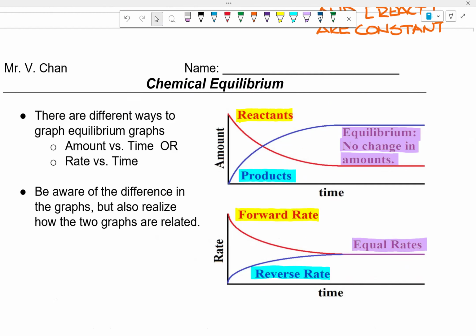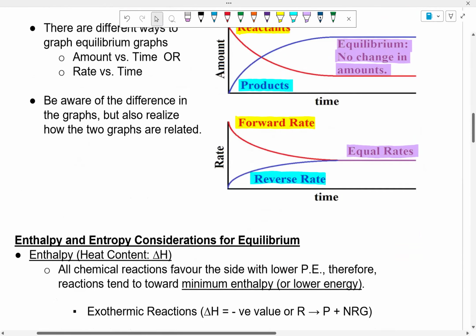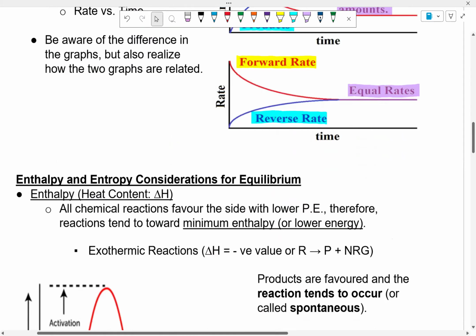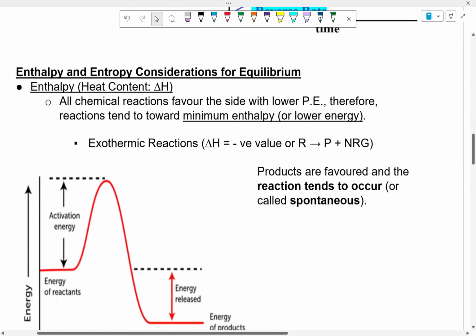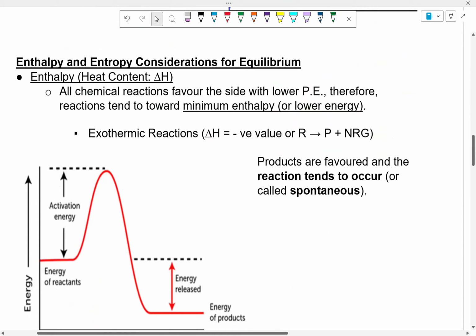Now, when we talk about equilibrium, there are a couple of things we have to consider. One of them is enthalpy and entropy. Enthalpy, which you've been exposed to back in grade 11, is the heat content, or delta H. All chemical reactions favor the side with lower potential energy. Therefore, reactions tend toward minimum enthalpy or lower energy.